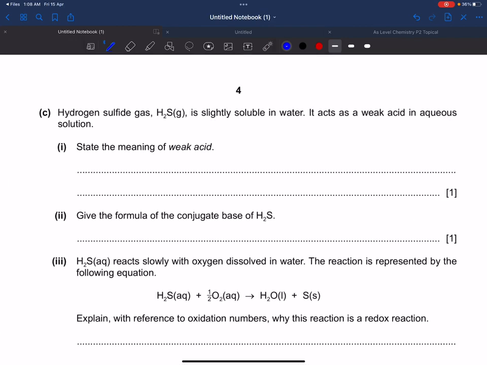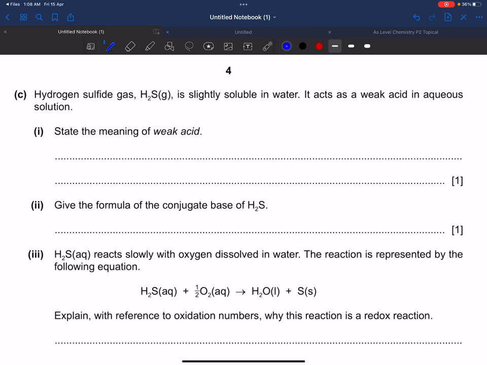Next part. Hydrogen sulfide is slightly soluble in water. It acts as a weak acid in aqueous solution. What is meant by the term weak acid? Basically a weak acid is a substance or type of acid that partially ionizes in solution. So just write partially ionizes when in solution. That's it. You'll get the mark.